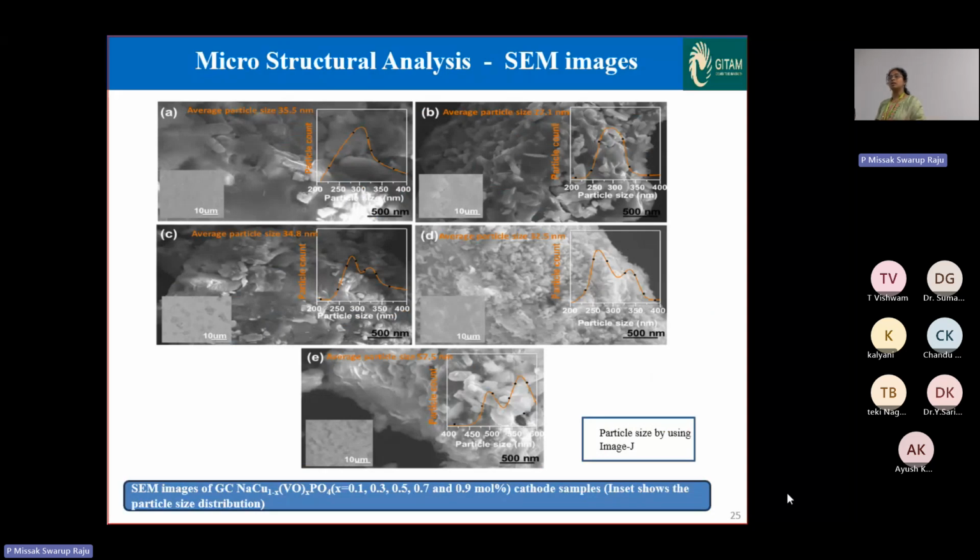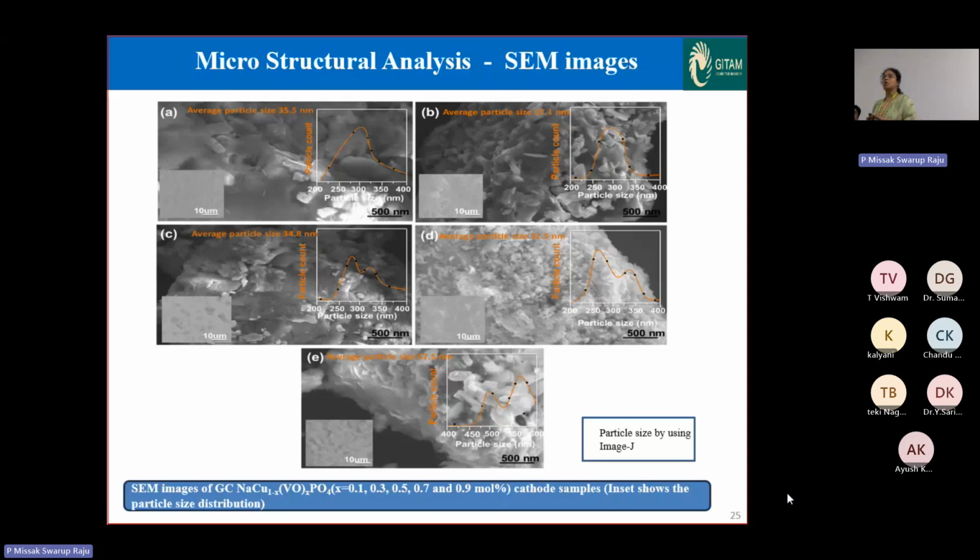Here in the SEM analysis of the copper cathode, I also calculated the particle size value. Compared to the nickel cathode, the copper cathode also has 5 mole percentages. You can compare them one to one. The agglomeration increases, and the particles are interconnected from one to the next.